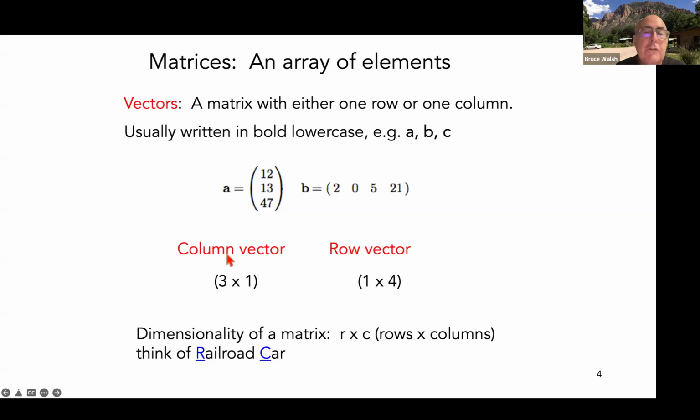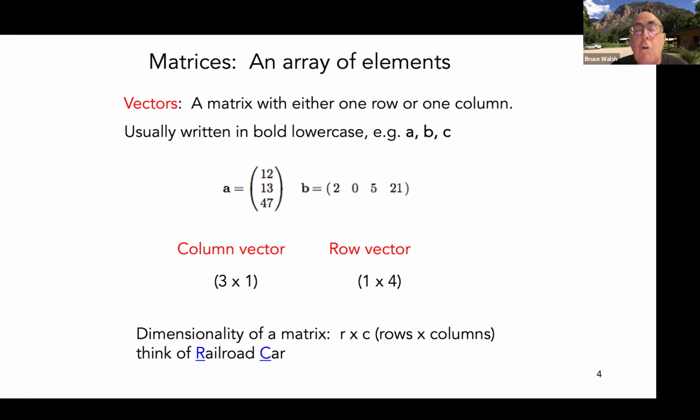One thing you'll notice here is I've also indexed this vector. This vector is 3 by 1. Why? Well, rows and columns. It's got 1, 2, 3 rows and 1 column. So the 1 here in the rightmost position tells you it's a column. Over here, the row vector, the 1 in the leftmost position, 1 row and 4 columns, 1, 2, 3, 4.